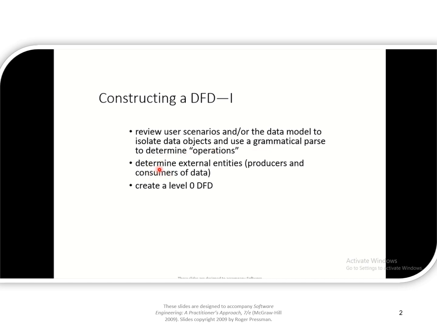And to determine external entities, basically we are focusing on a grammatical parse to find out the producers and consumers of data. So we are now in a state to draw a level 0 DFD after doing a grammatical parse and finding out the external entities that can be used as a producer or consumer of data.